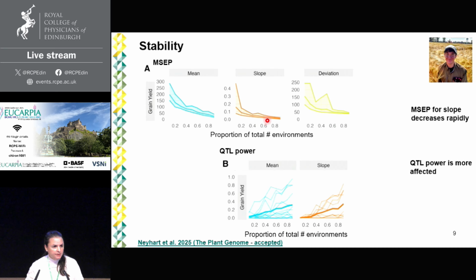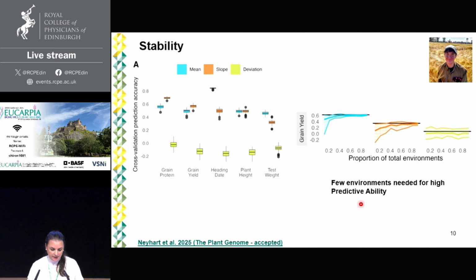And then we also looked at the QTL power. So were we detecting those marker-trait associations when we had a smaller number of environments? And then everything was rescaled, right? So when you have a new number of environments, your means are also re-estimated, right? And so we did that, and you can see a huge decrease in the power. So those were some thoughts that got us thinking.